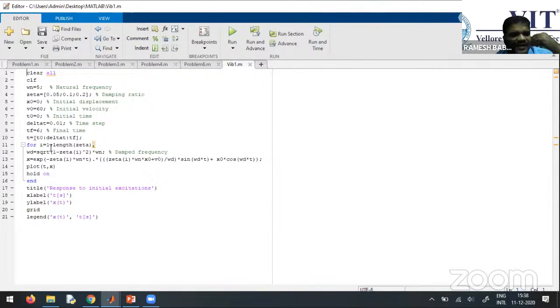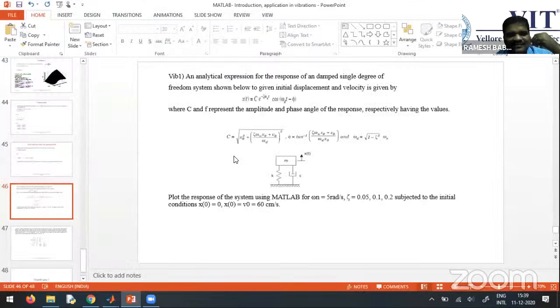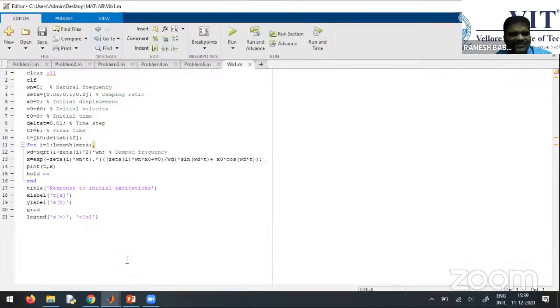For i equal to 1 to length of zeta, so how much length? So I have to substitute, i is nothing but my zeta value. So omega d is square root of 1 minus zeta square, multiplied with omega n. Omega d is equal to root of 1 minus zeta square into omega n. So that's what I have given here. You see here the square root is applicable to only this one, then multiplication with omega n.